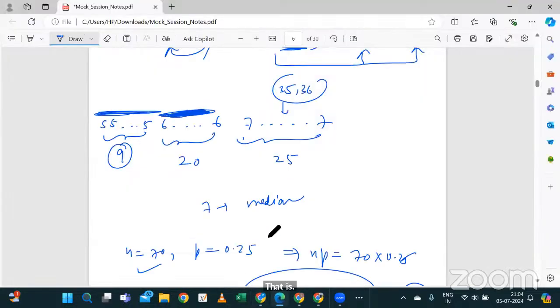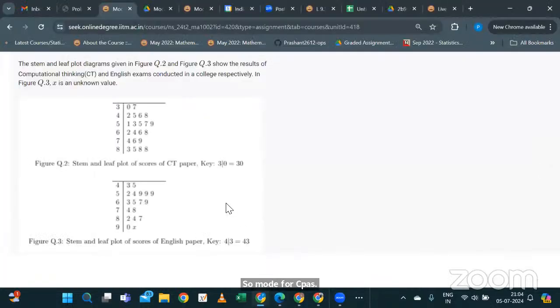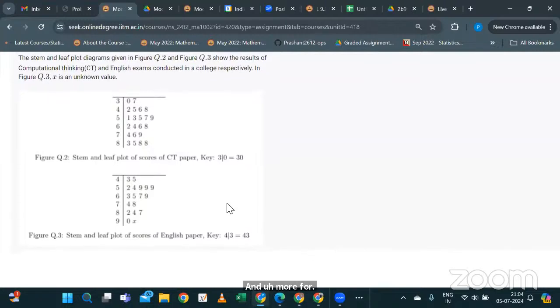So mode for CT, yeah, I'm just writing the question number. Sir, speak. 88 and 59. So mode for CT is 88 and mode, sir, the voice is so low. It's fine, it's audible. I think it's fine, right? Yeah, you're audible. You should check from your end.